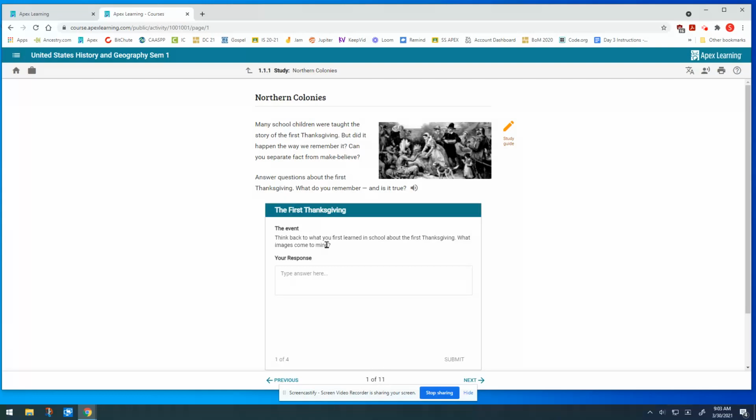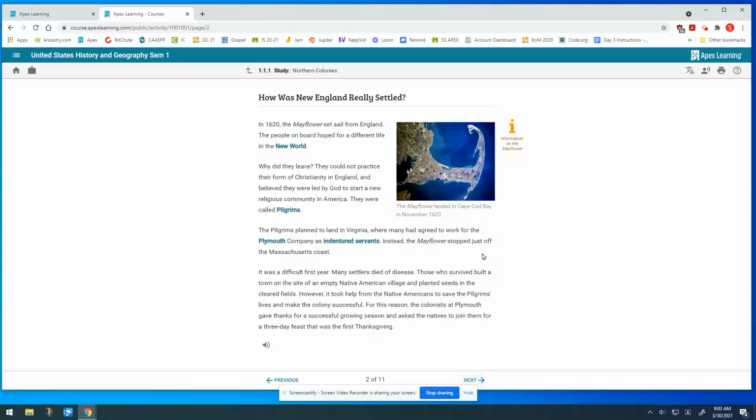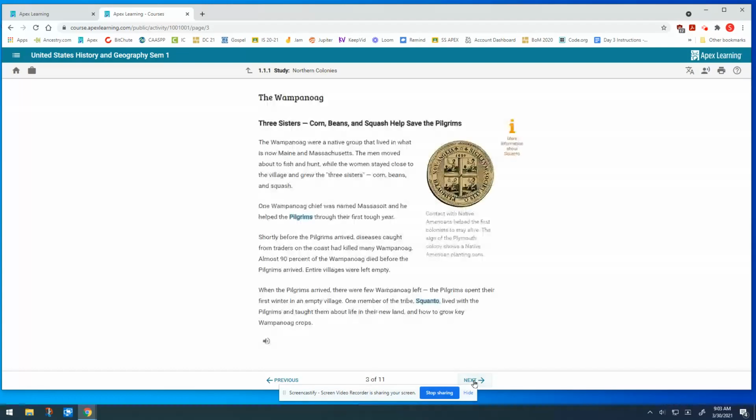Look at what it says. Think back to what you first learned in school and about the first Thanksgiving. What images come to mind? So you might say turkey, friends, family, good food, and then you would submit it. And then this will give you a more fluid answer that you can take notes on. Then you'll go next. And the process repeats. Now this one says it's 2 of 11.